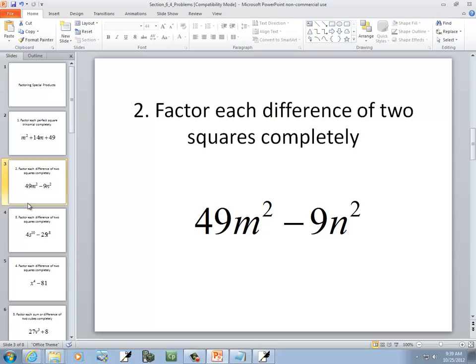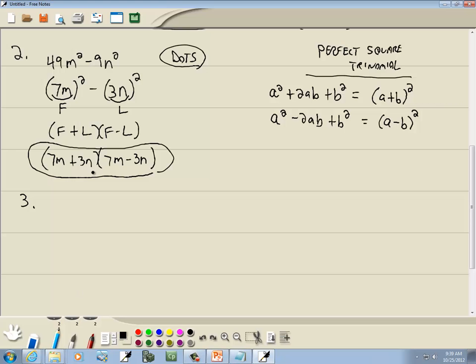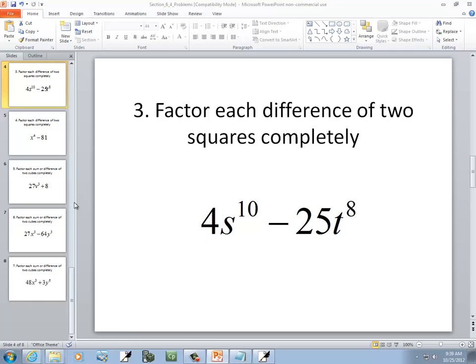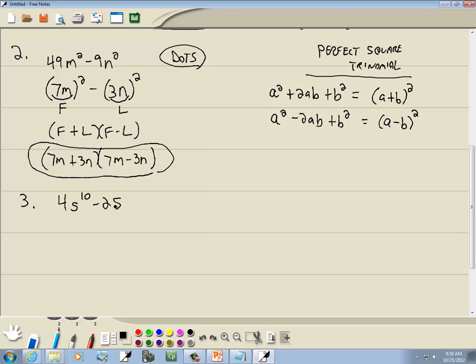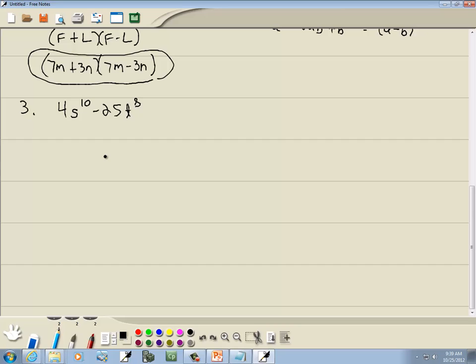Let's look at our next problem. We got 4s to the 10th minus 25t to the 8th. Our first method is GCF. They don't have anything in common. Most of the time they won't, but you should look at it and see if they do before you really start any factoring problem. Grouping, 4 or more terms. That doesn't fit. PSD and key number, both 3 terms.